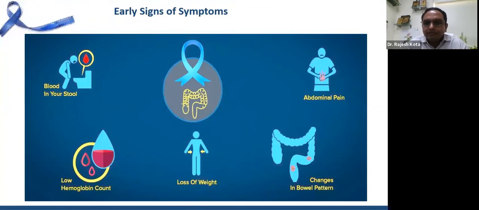And some patients complain of changes in bowel pattern. For a week or so, they'll have constipation. The very next week, they'll have diarrhea. So there is alternating constipation and diarrhea, or some patients will have chronic constipation. Some people will have chronic diarrhea. All these things which are not routine, which are not usual, should be checked by a gastroenterologist. And if required, they'll do a colonoscopy.